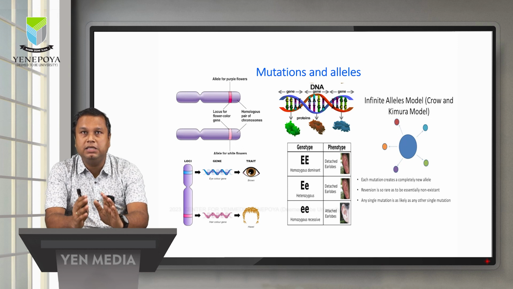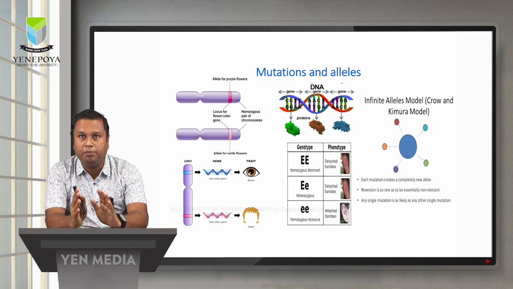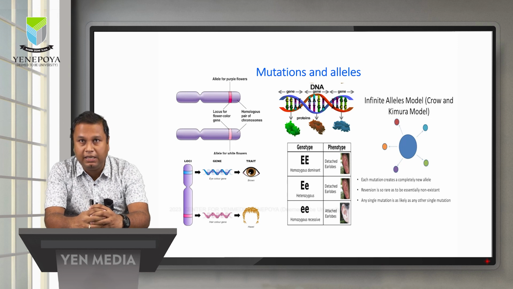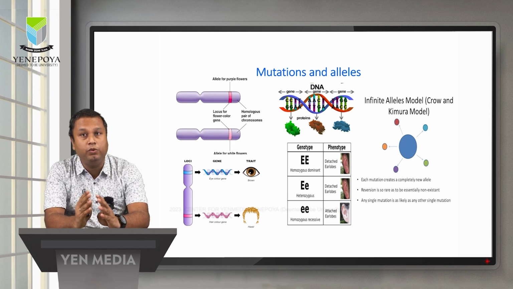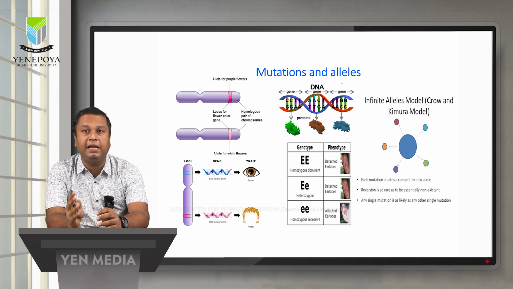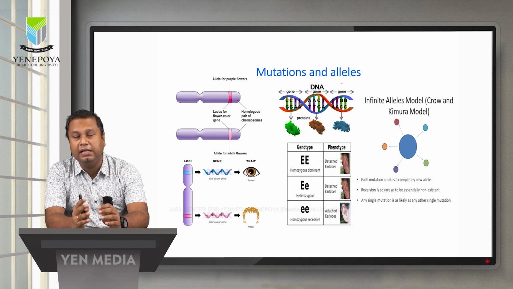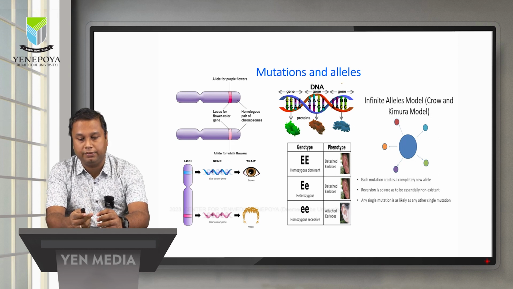Now, what is mutation in terms of population genetics? Crow and Kimura in the 1960s developed a model called the infinite allele model. What does it mean? It means each new mutation creates a completely new allele. Reversion of mutation is very, very rare, so rare that it is essentially non-existent. Any single mutation is as likely to happen as any other single mutation.